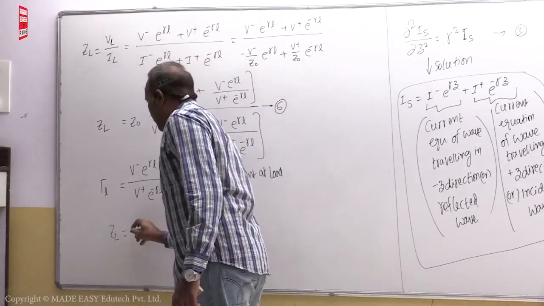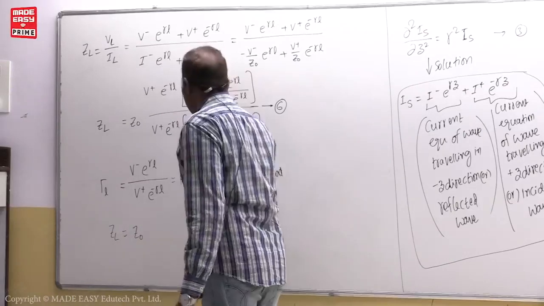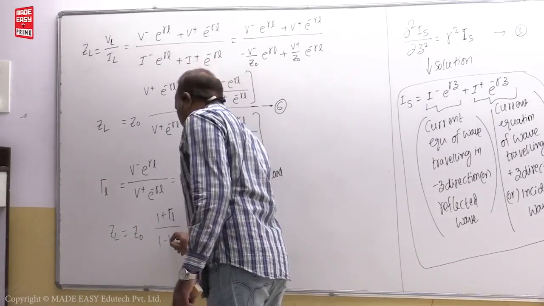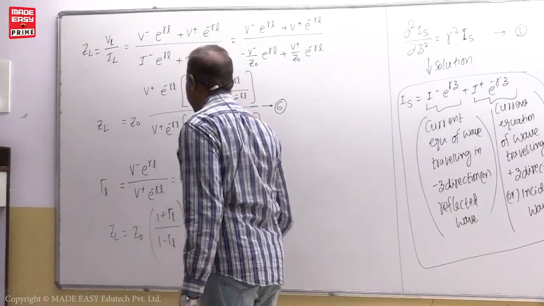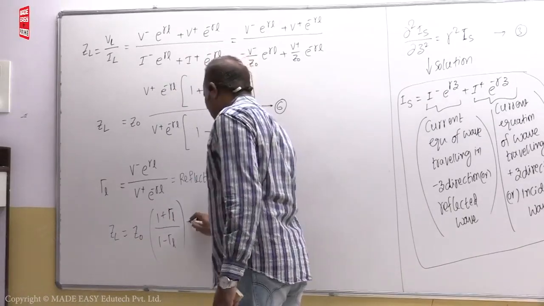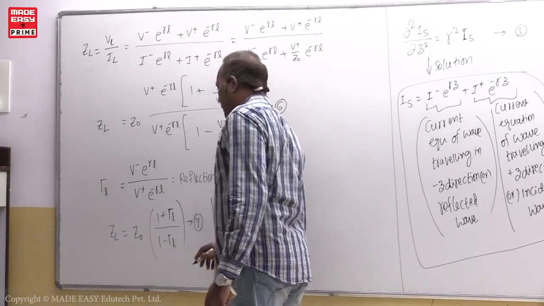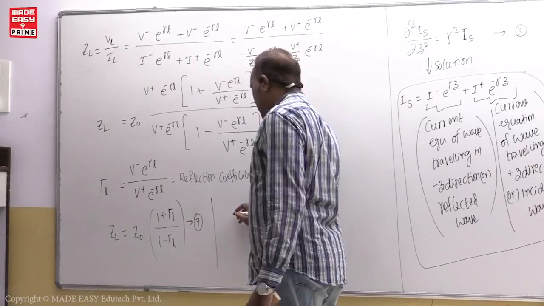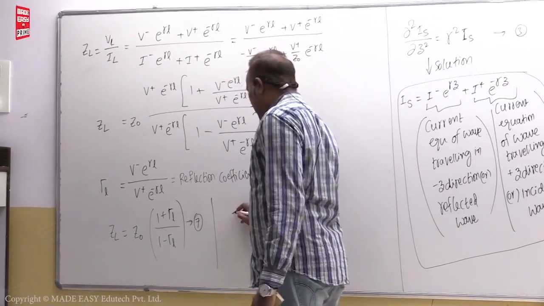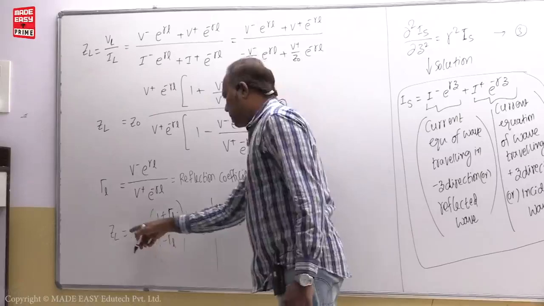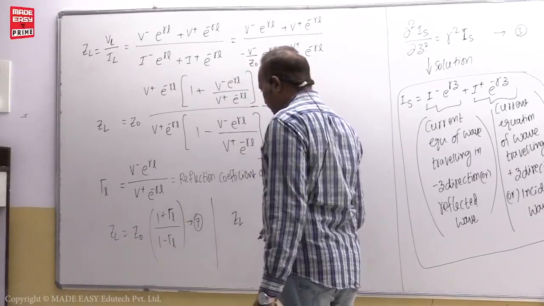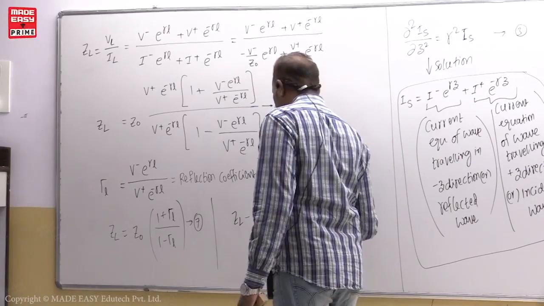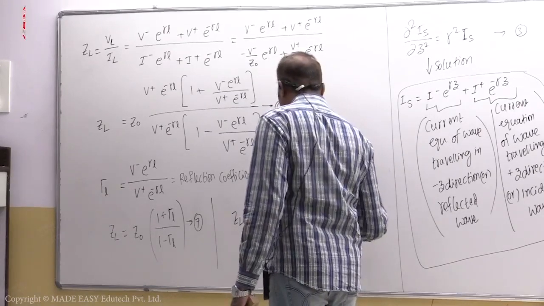If you put this here, this one cancels. So from that, ZL is equal to Z naught times 1 plus gamma L divided by 1 minus gamma L. Let us say this is equation number 7. And if you cross multiply, ZL minus ZL gamma L is equal to Z naught plus Z naught gamma L.